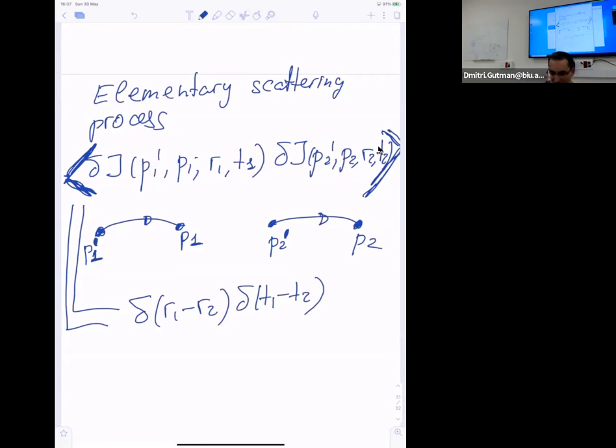Okay, so we got rid of that. And P1 and P2 prime, and delta of P1 prime minus P2 prime, and delta of P1 minus P2. So it means that only scattering processes that occur between the same points in the phase space will be correlated. So I start from here and there. That's the only process that is correlated.